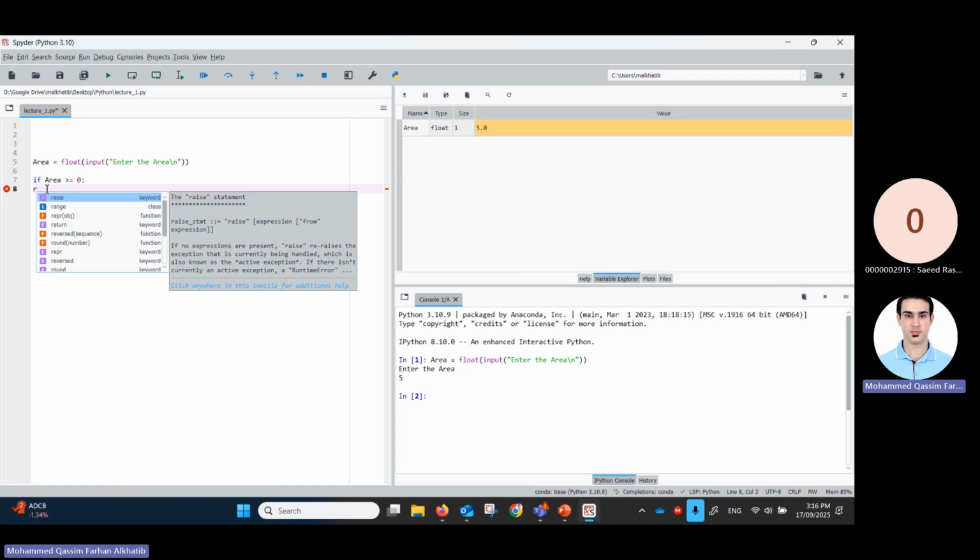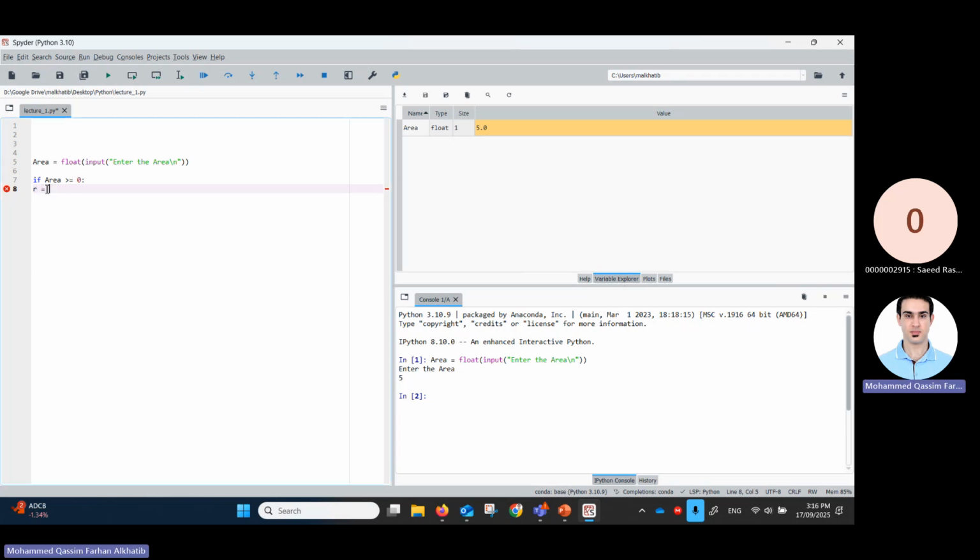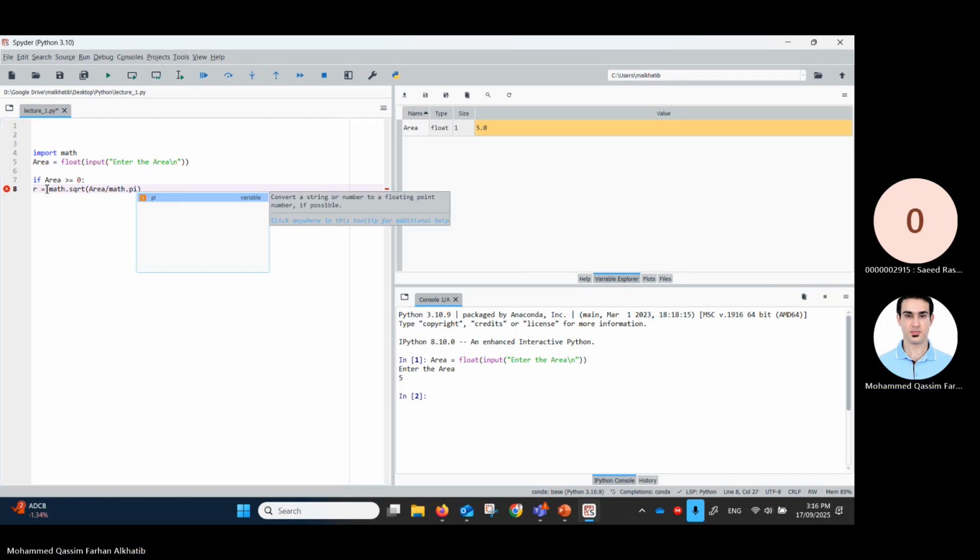Like the radius equal, I did not import math, so I'll go up, import math. Area equal, the radius equal math dot square root of, we calculate it as area over math dot pi. Okay, so we calculated the radius.